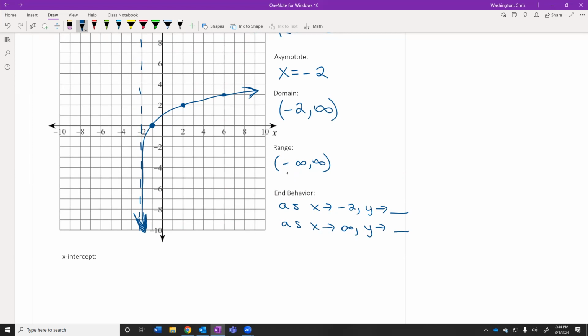So as we go further and further to the left, and we get closer and closer to -2, what are the y values doing? They're going down. And they're going to continue to go down forever to -infinity. And as we go further and further to the right, what are the y values going to do? They're going to continue to increase to positive infinity.